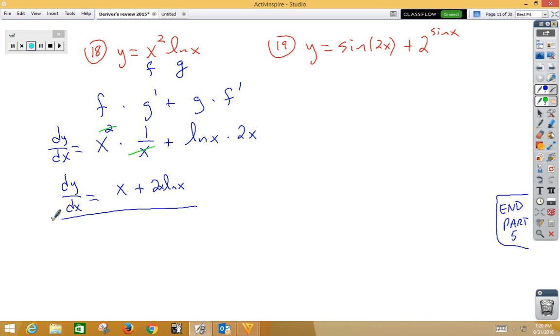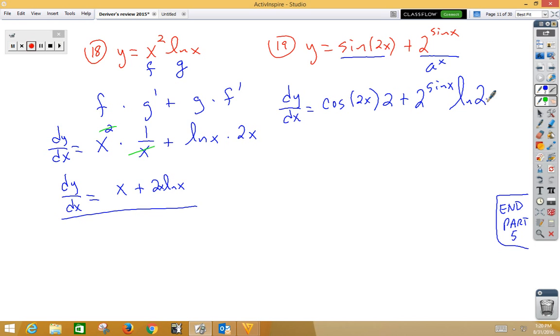In problem number 19, we have a chain rule here and a chain rule there. This is also an a to the x function. So we have dy/dx is equal to derivative of sine is cosine. Don't change the inside. Multiply by the derivative of the inside. Plus a to the x would be a to the x natural log a multiplied by the derivative of the inside function, which would be cosine x. Probably the only thing we could do is move that 2 out in front, and then we'd be done.